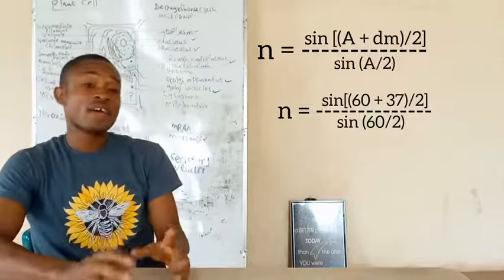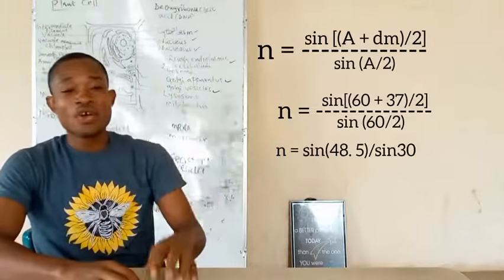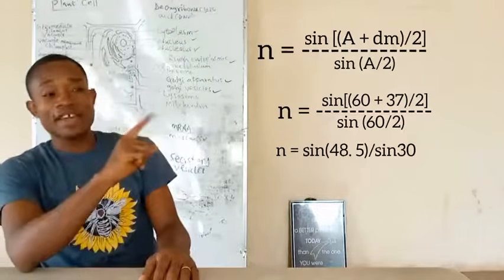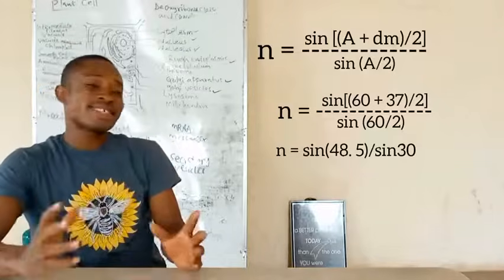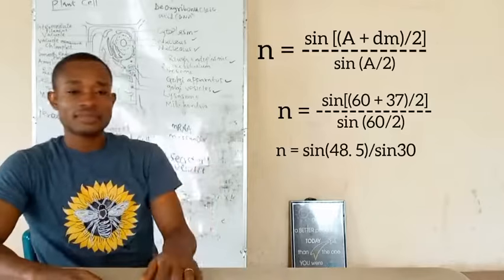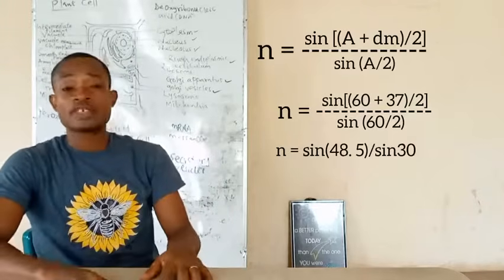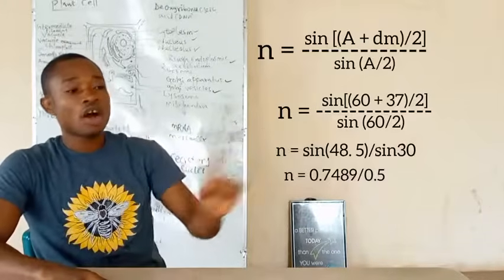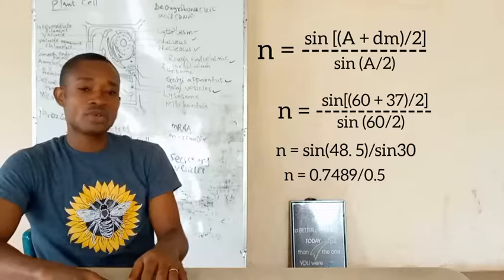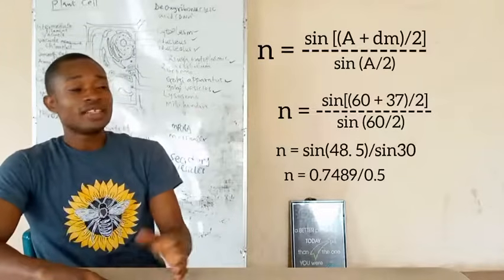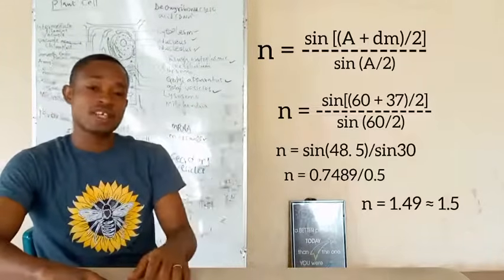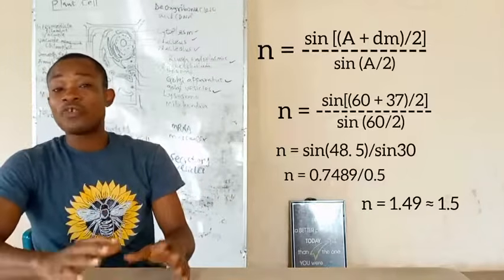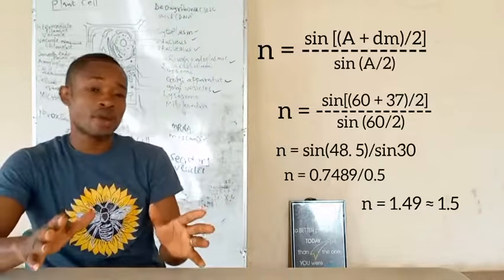Simplifying further, we have sine 97 over 2, which will give us 48.5. So that's going to be sine 48.5 all over sine 30. Sine 48.5 is equal to 0.7489, and sine 30 is equal to 0.5. Therefore, our refractive index, if you divide 0.7489 by 0.5, is going to give us 1.49 in 2 decimal places.